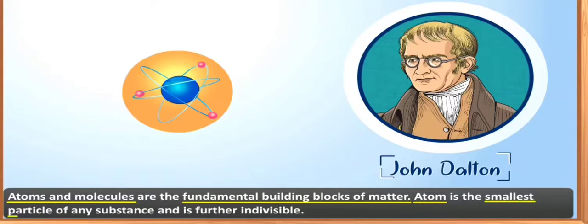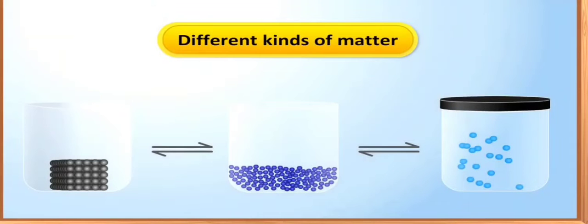Atom is the smallest particle of any substance and is further indivisible. Do you know? Different kinds of matter exist because different kinds of atoms are present in them. This means that matter is not made of only one type of atom, but different matters are made of different atoms. Now some questions arise here.